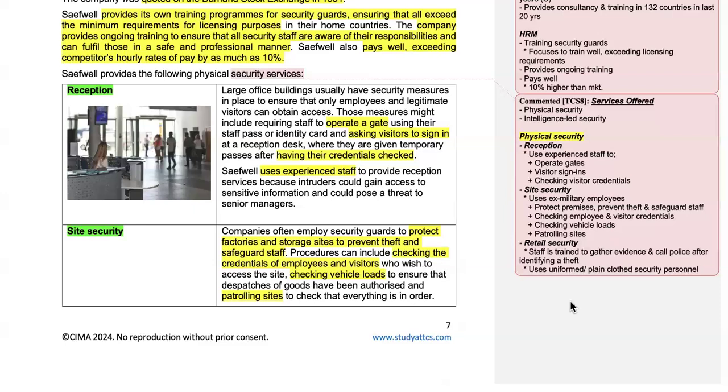And when it comes to retail security, usually carried out within retail environments such as supermarkets, staff is trained to gather evidence and call police after identifying a theft. A major issue within retail environments is theft.